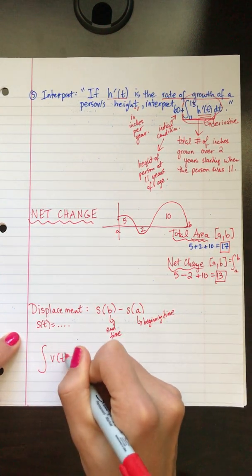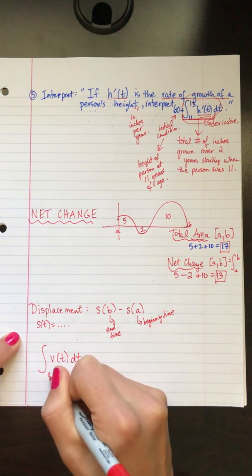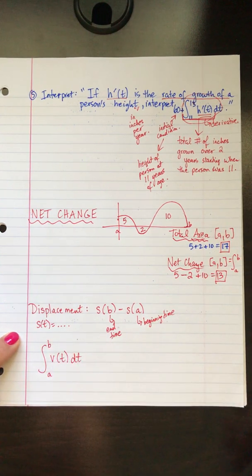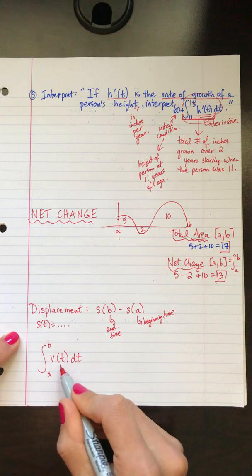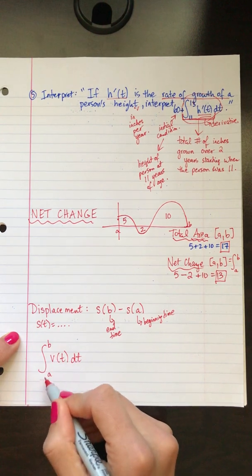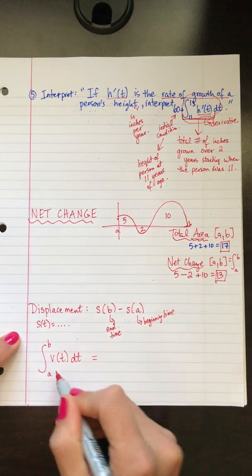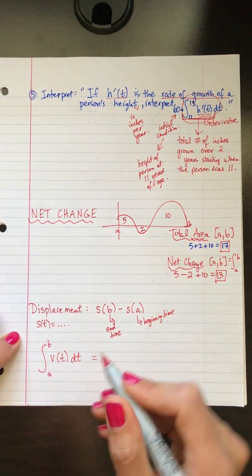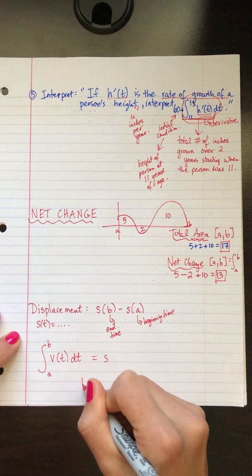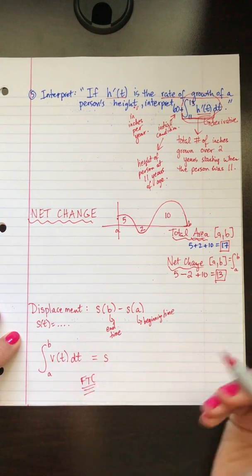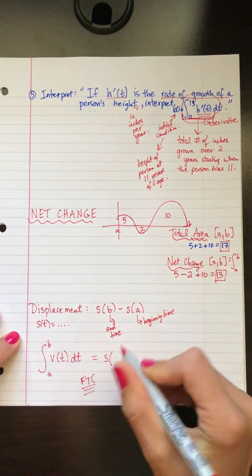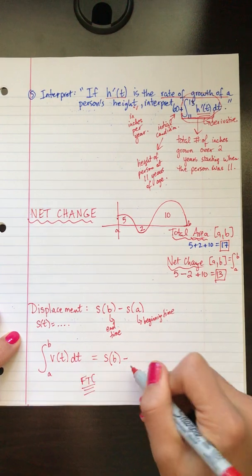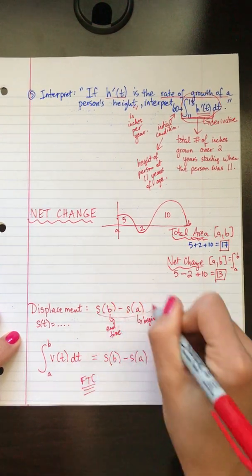If I put the velocity function in an integral, velocity over some interval, what's the antiderivative of velocity? Is it not s, position? And according to FTC, don't you do s of b minus s of a? Oh my goodness, look at that.